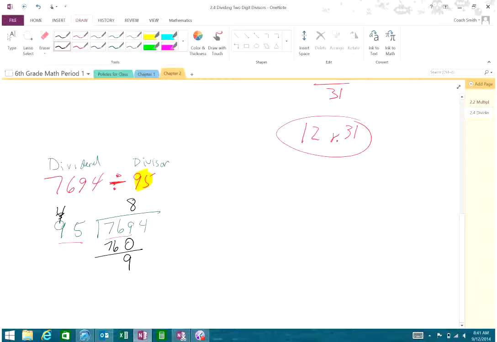Okay, now I bring down my 4. Does 95 go into 94? No. So we put a 0. And then my quotient is 80 with a remainder of 94. So if it had been 7,695, it would have gone 81 times. But it wasn't.